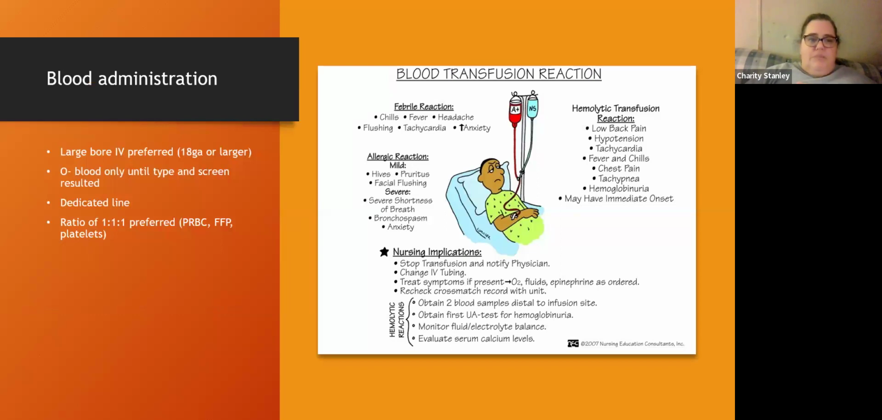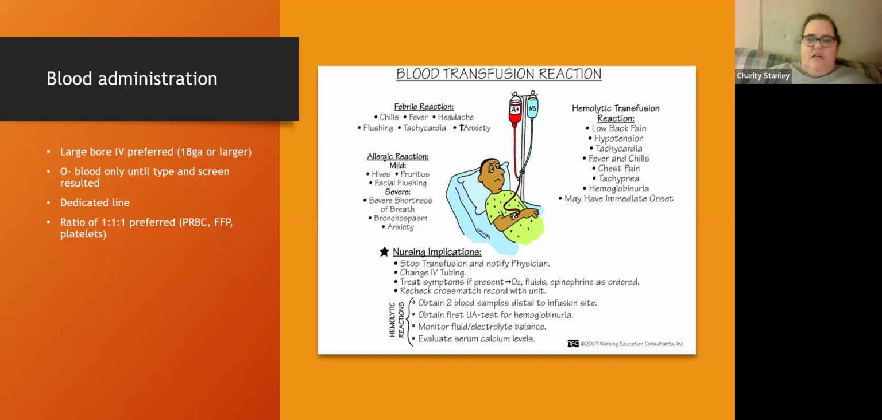So doing blood administration, since it's a colloid and we have actual protein and cells in it, we want a large bore IV, so an 18 gauge or larger, to administer blood. That way it stops from damaging the red blood cells. Until I can figure out what type of blood somebody has, then I use the universal donor. That's O negative until I've had a type and screen done.